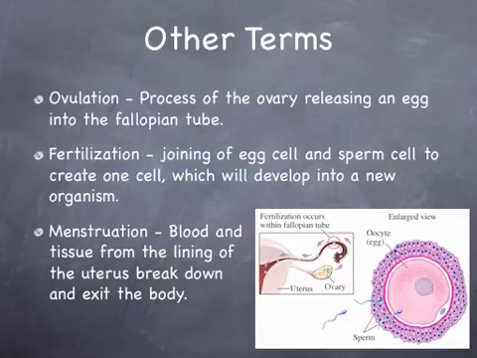Menstruation. Menstruation is when blood and tissue from the lining of the uterus break down and exit the body. Menstruation happens when an egg is not fertilized. The egg will leave the body along with the blood and tissue from the lining of the uterus.